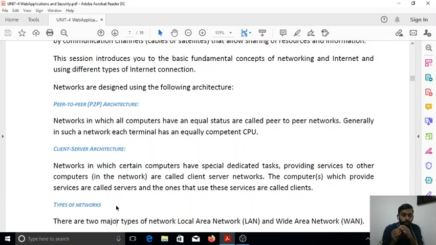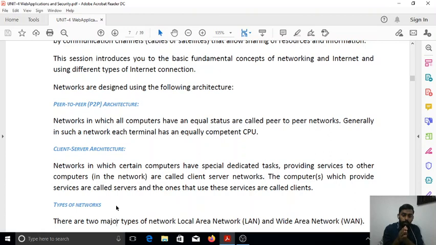In this client-server architecture, it is a network in which certain computers have special dedicated tasks. Suppose a computer has a special dedicated task, and the purpose is providing service to other computers in the network. That is called a client-server network. The computers which provide service are called servers, and the ones that use the service are called clients. Client-server architecture means there will be two types of machines. One is a server, the others are clients.